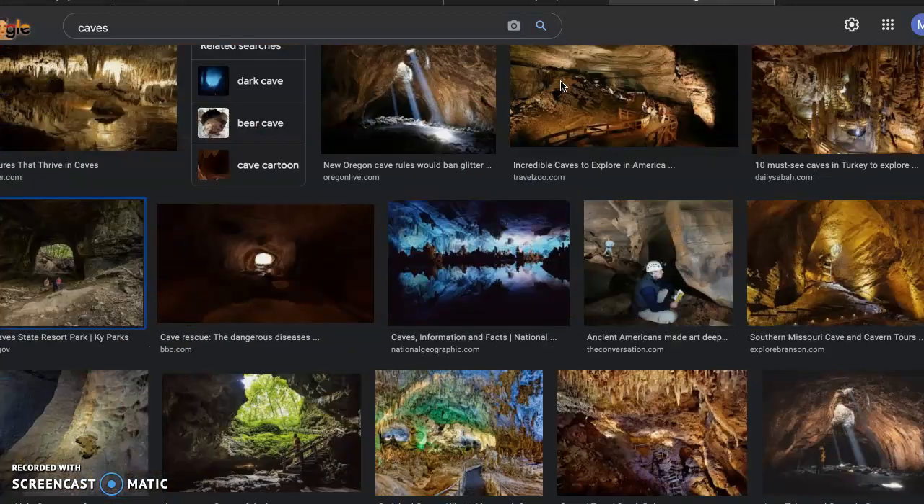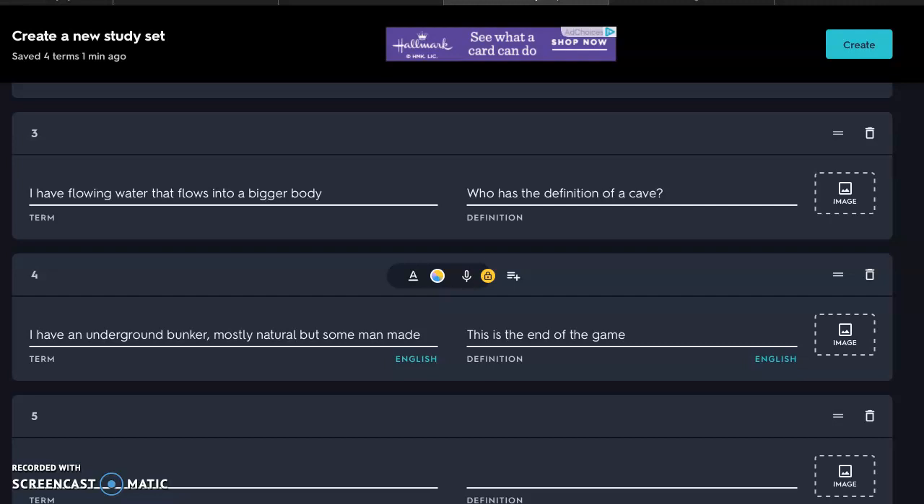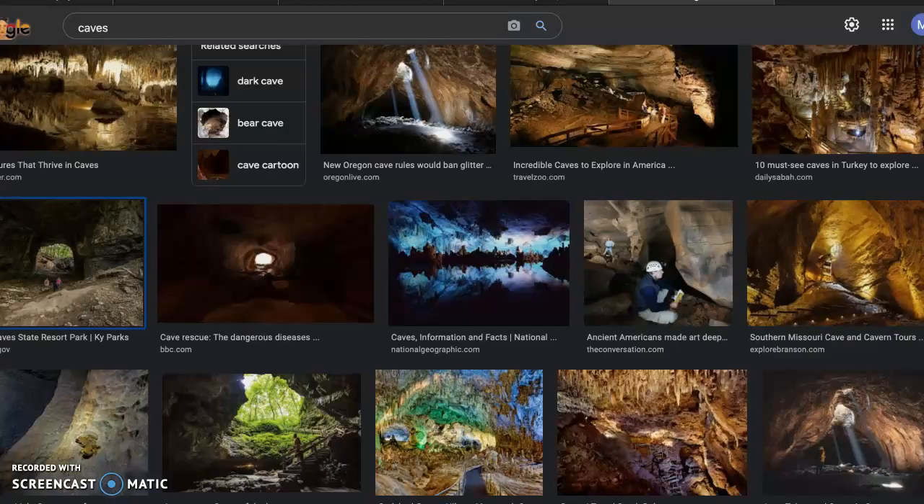So, in recap, I'll start off with pictures of the Great Lakes, then I'll move on to the game, I Have, Who Has, and then after this, I will move on to showing pictures of caves, and then we'll be ready to start the lesson.